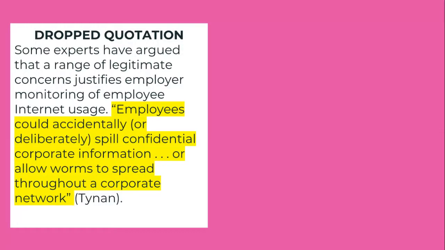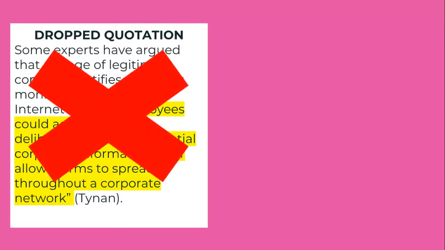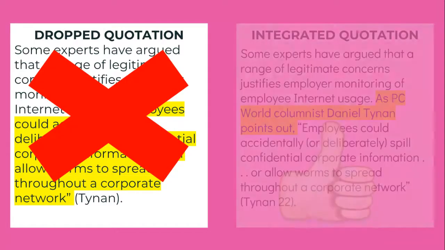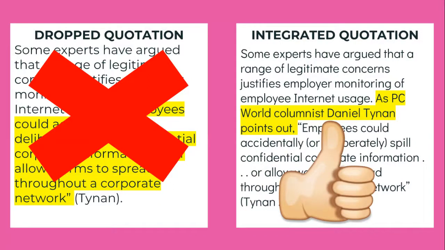Notice in this example, the writer did not introduce the source before the quote. This is an example of a dropped quote, which is when a writer just drops in a quote in a paragraph without giving the audience any context of the source or introducing where the quote is from. Writers want to avoid just dropping in a quote. Instead, a writer should integrate the information into his or her own writing and let the audience know who the source of the information is.